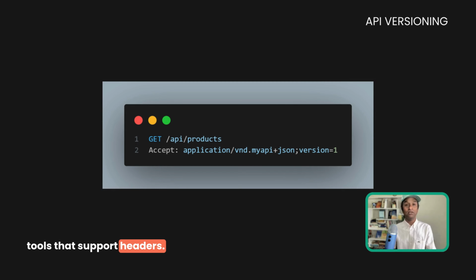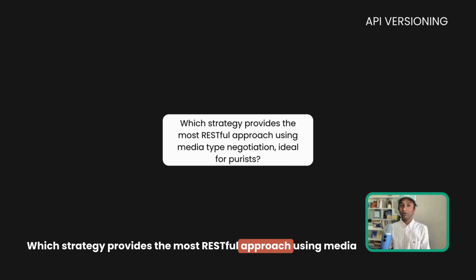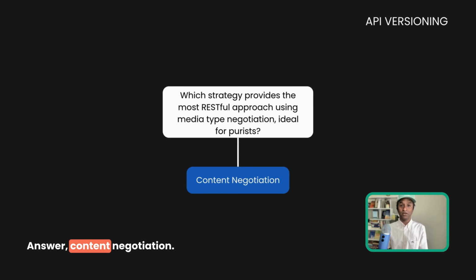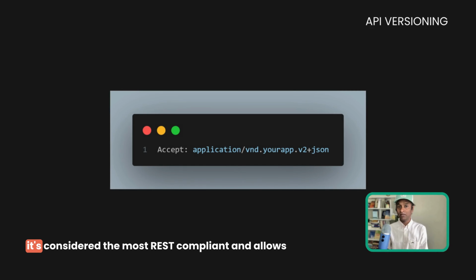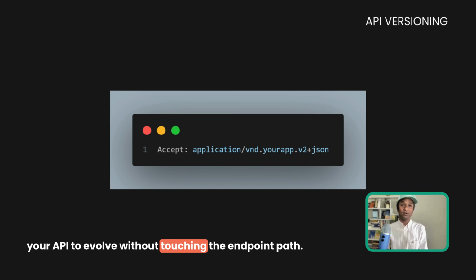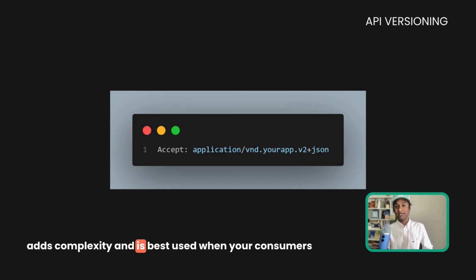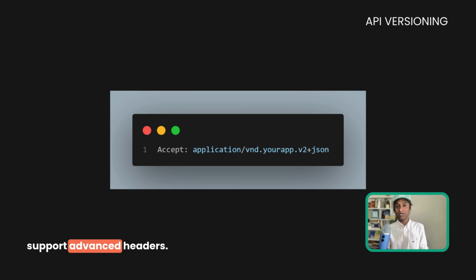tools that support headers. Which strategy provides the most RESTful approach using media type negotiation, ideal for purists? Answer: content negotiation. This is a variant of header versioning using media types that encode version info. Example: it's considered the most REST compliant and allows your API to evolve without touching the endpoint path. However, it adds complexity and is best used when your consumers support advanced headers.